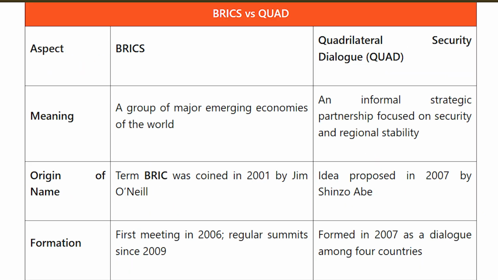BRICS vs QUAD. Aspect: BRICS, and Quadrilateral Security Dialogue, QUAD. Meaning: BRICS is a group of major emerging economies of the world; QUAD is an informal strategic partnership focused on security and regional stability. Origin of name: the term BRIC was coined in 2001 by Jim O'Neill; the QUAD idea was proposed in 2007 by Shinzo Abe. Formation: BRICS had its first meeting in 2006, with regular summits since 2009; QUAD was formed in 2007 as a dialogue among 4 countries.